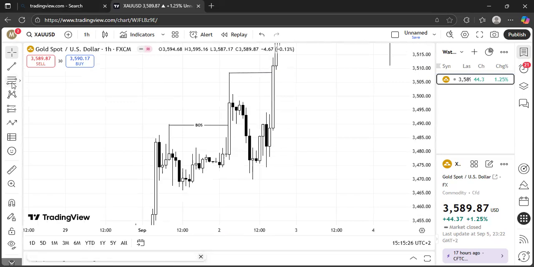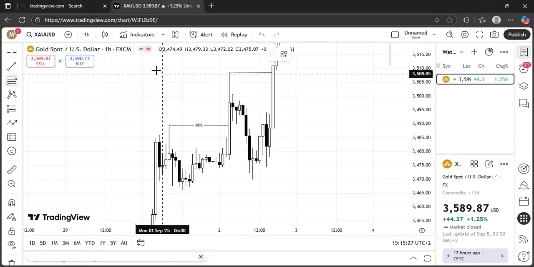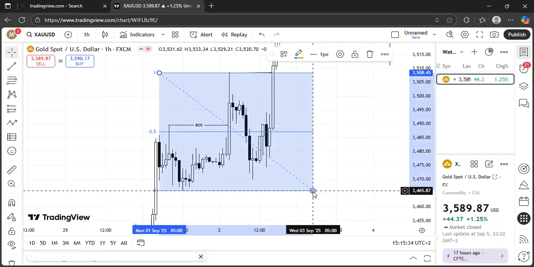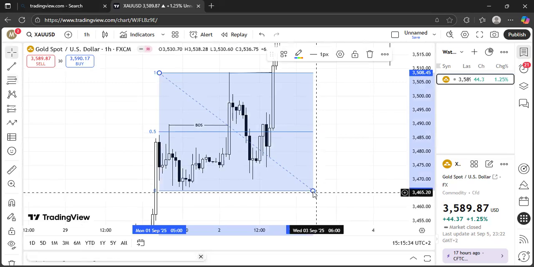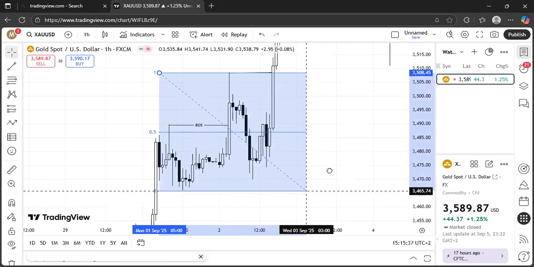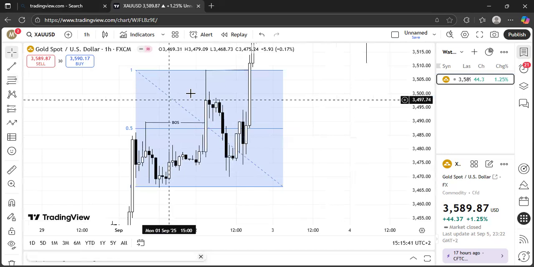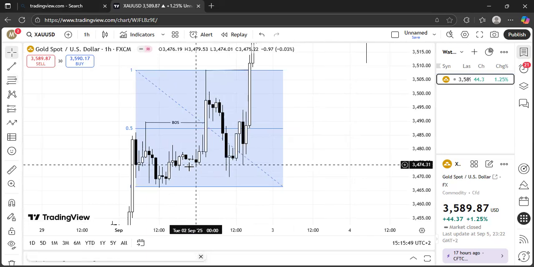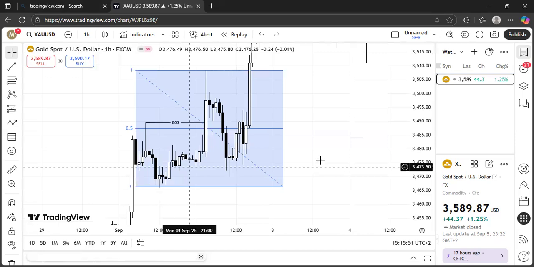So I'm not going to skip this process, even though we already know what we're doing. I'm not going to skip the process of our Fibonacci. This is very important, like I said. So you know that everything above the 0.5 is our premium, and everything below the 0.5 is our discount.